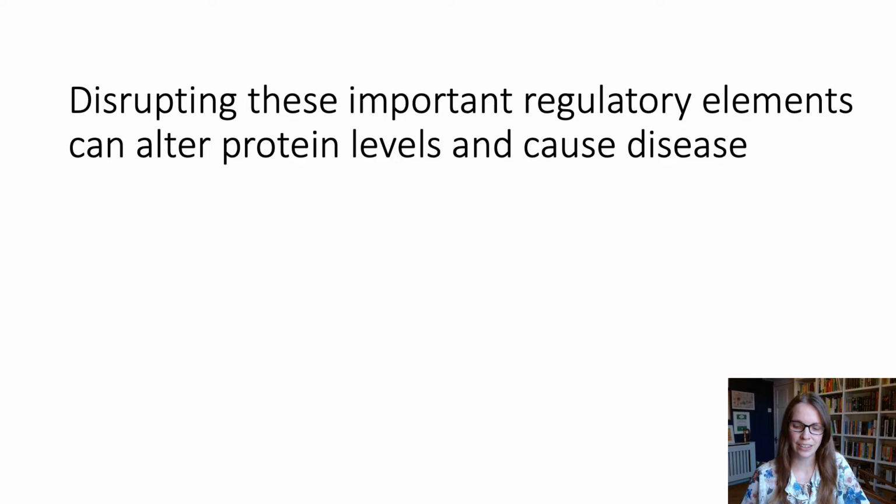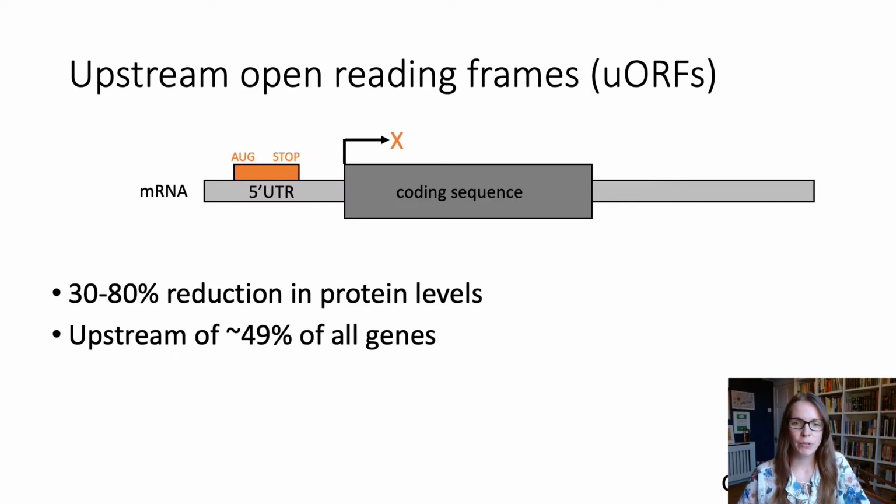So if we disrupt these really important regulatory elements, this can result in an alteration of protein levels, and this can lead to disease. And we recently looked at this question specifically focusing on upstream open reading frames, or uORFs. So these are small elements, as shown by this orange box here, where their start and in-frame stop codons are encoded actually within the 5' UTR. And these aren't rare elements, they actually occur upstream of around half of all known genes.